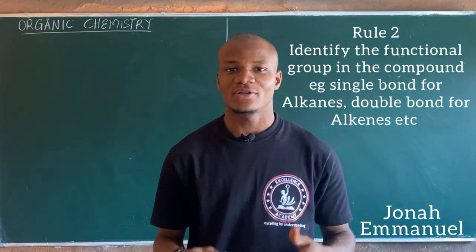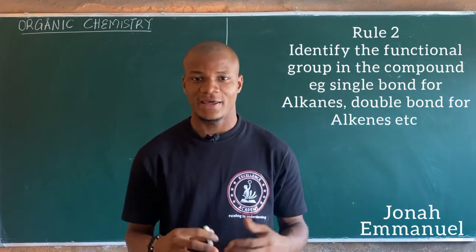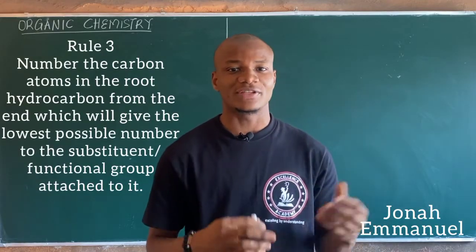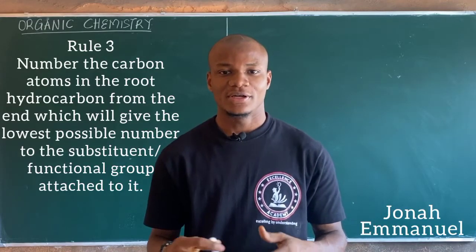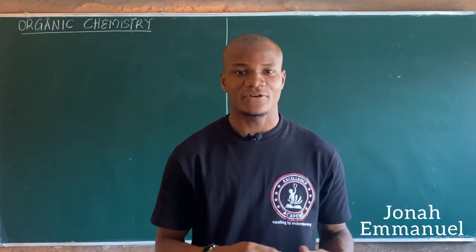If it's single bond, it's an alkane. For double bond, alkene. For triple bond, alkyne, and so on. The third rule was to do your numbering such that you have the least number attached to the substituent. So these were the 3 rules we considered in the previous class.